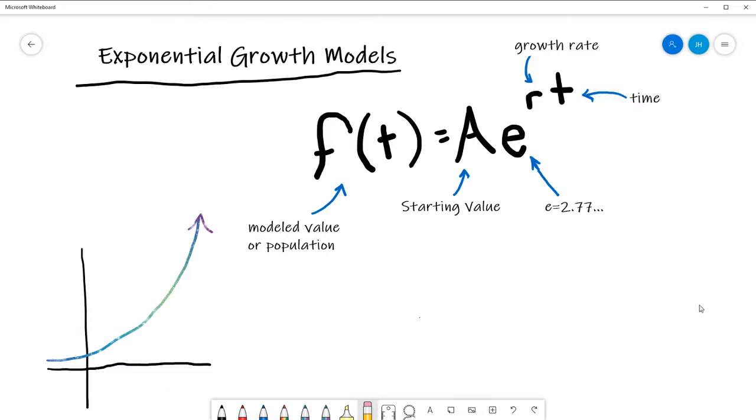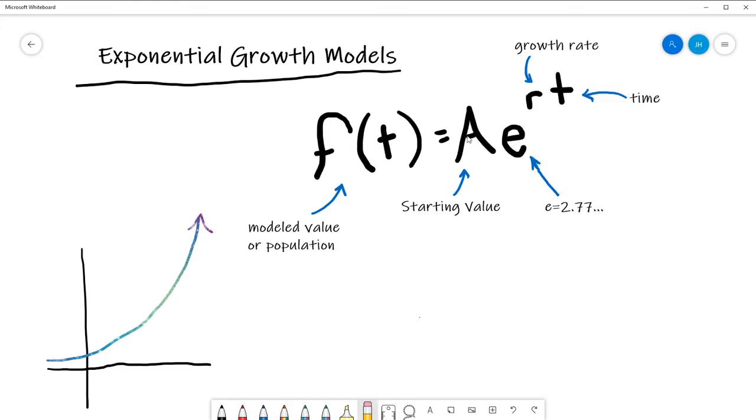All right, guys. So today we're talking about modeling exponential growth. This formula here is our general exponential growth model, and I just wanted to break it down real quick. You can see here that f of t is going to represent whatever value or population that we're modeling, right? So if I'm modeling the growth of a city's population, that would be f of t. It's the population at any given time t, right?